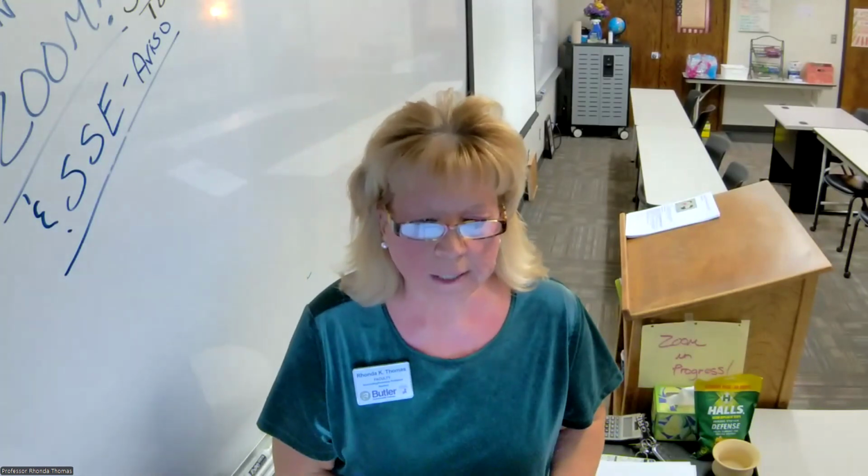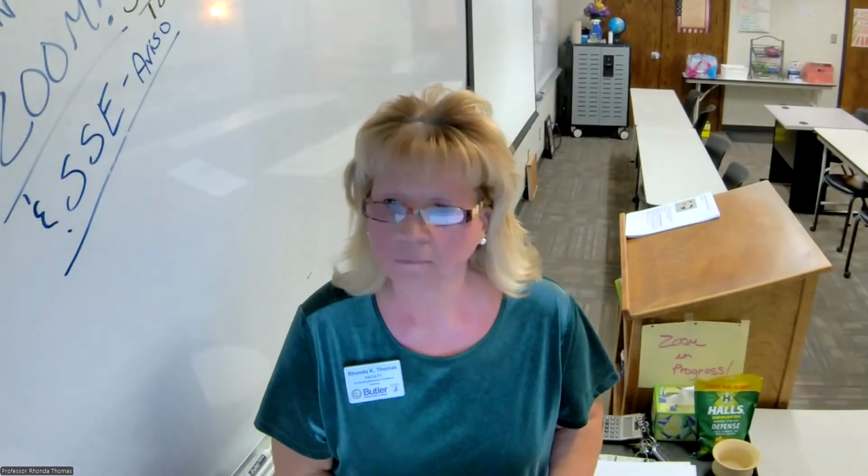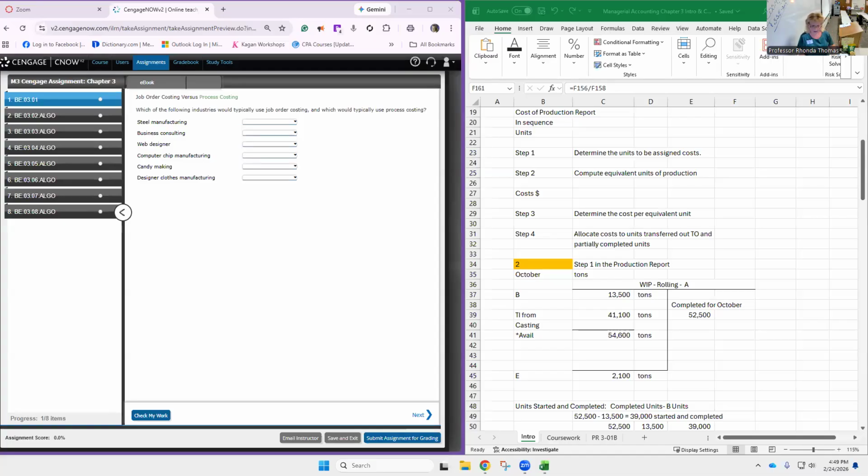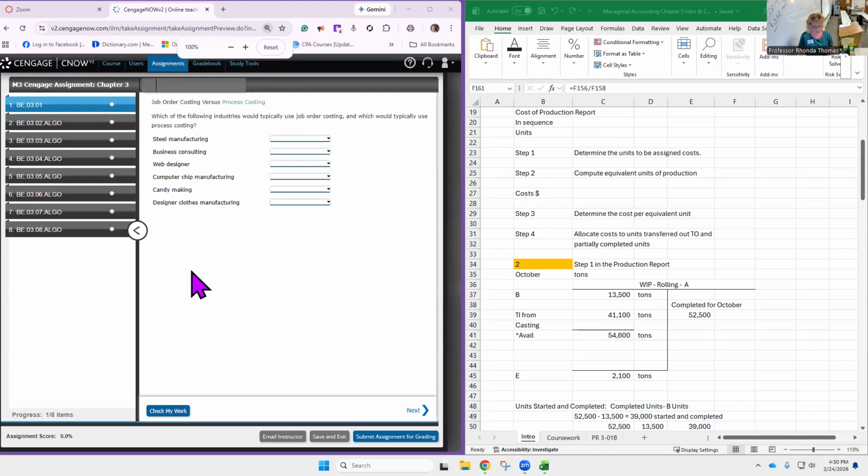So let me share my screen. Okay, I have the 8 problems open that we're going to work on in Chapter 3. In Chapter 3, we're going to work with process costing. And at first, we need to have some kind of an understanding about what that is. Job order costing was in Chapter 2, and now we're going to work with process costing in Chapter 3.